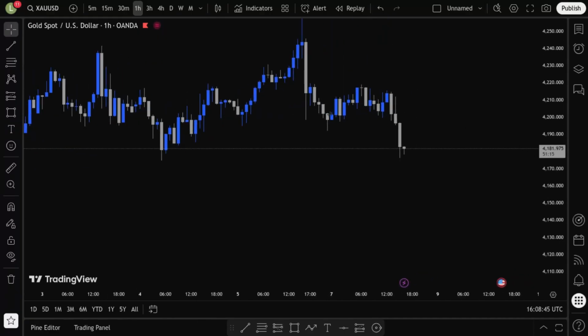There's also another one. This is an inverted hammer. This one here, and you will see it in the PDF I'm going to send below in my description.